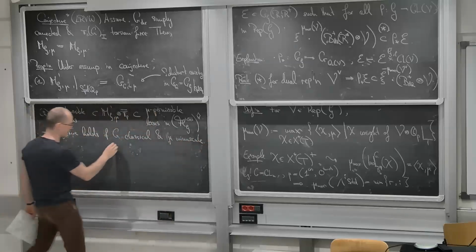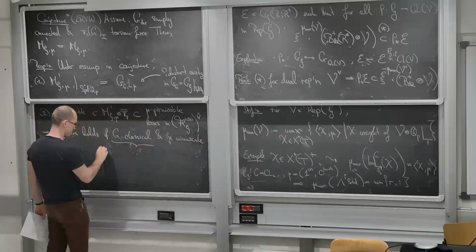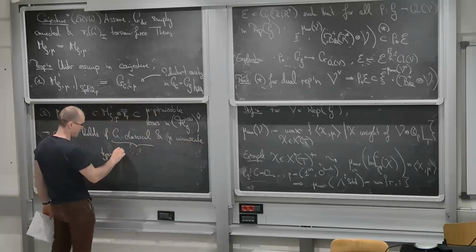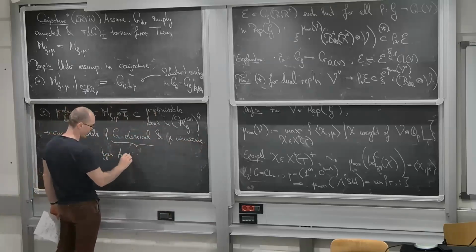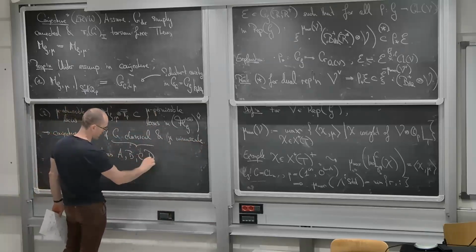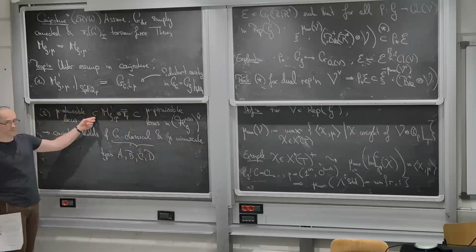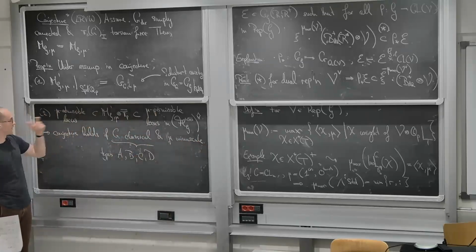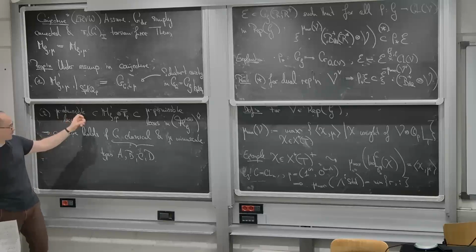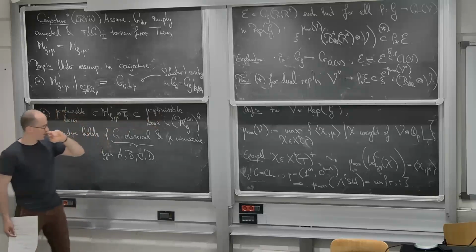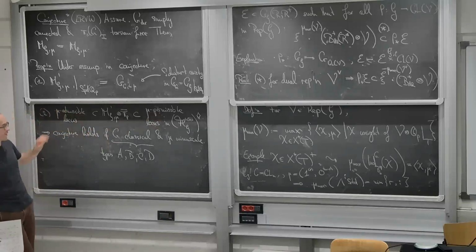So classical means Dynkin types A, B, C, D. If the conjecture is true, will both these inclusions be equalities or just the first one? Oh, just the first one would be an equality. Yeah, it's known that this permissible locus is in general strictly bigger than this admissible one.